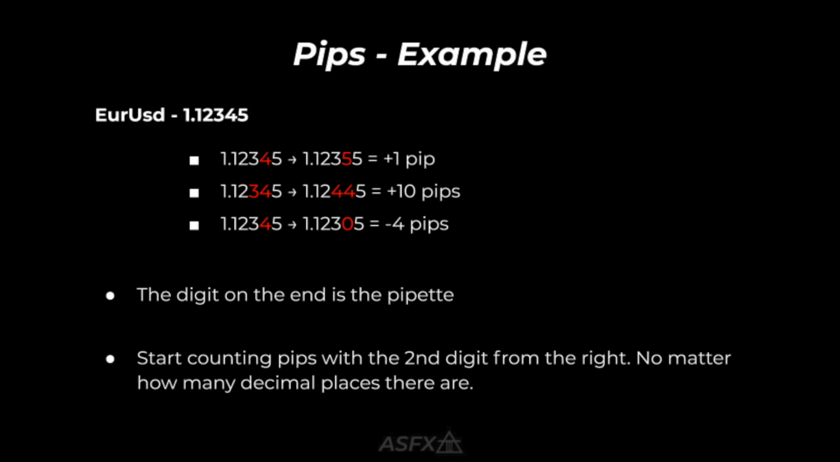So you want to start counting pips, like I said, with the second digit from the right, no matter how many decimal places there are. For some of the JPY currency pairs, some of the exotic currency pairs, they won't be quoted in 5 decimal places. They might only be quoted in 3 or 2. Gold is quoted differently, right? You always want to count pips from the second digit place from the right. That's your number one starting point when counting pips.